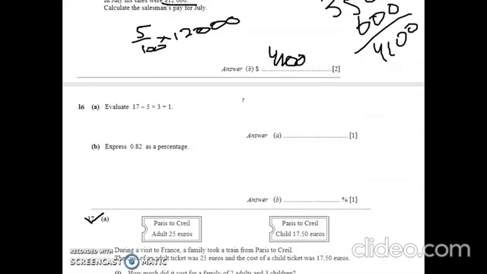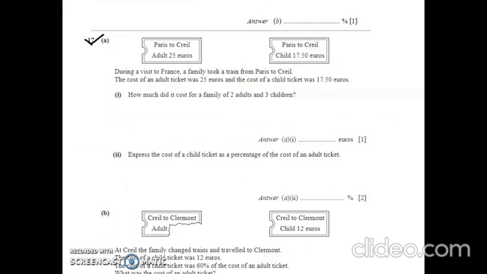All right. Now let's move towards the next question. During a visit to France, a family took a train from Paris to Creil. The cost of an adult ticket was 25 euros and the cost of a child ticket was 17.5 euros. How much did it cost for a family of 2 adults and 3 children? So one adult ticket cost 25, so 2 multiplied by 25, and then we will add for 3 children. For 1 child it costs 17.5. So 50 plus 3 times 17.5 will give us 102.5 euros. This is the total cost.